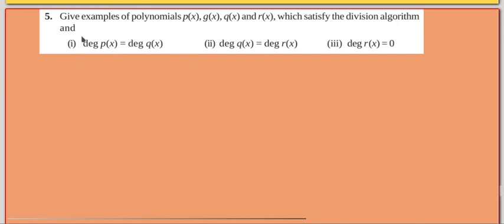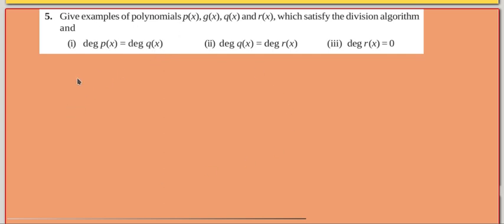That's it. Now we'll move to the fifth problem. So what is asked? Give examples of polynomials p of x, q of x, g of x, r of x which satisfy the division algorithm. So we have to give our own polynomials to satisfy the given condition. Degree of p of x equal to degree of q of x. Both of the degrees should be equal.